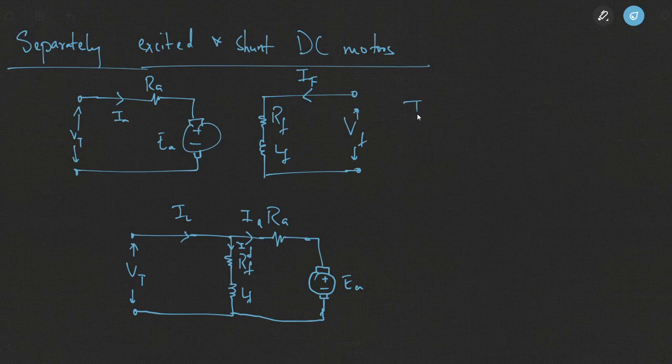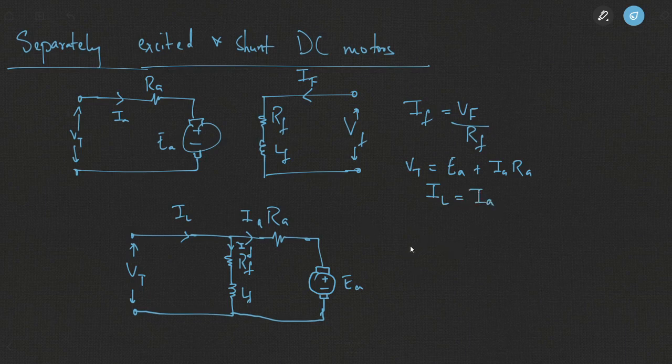In this case, we can note simply IF will be equal to VF divided by RF. As we achieve saturation, LF will no longer matter, LF will be shorted, and the terminal voltage VT is equal to EA plus IA RA, or you can say EA is equal to VT minus IA RA. So this is your equation for the separately excited DC motor, and the load current in this case will be simply the armature current.